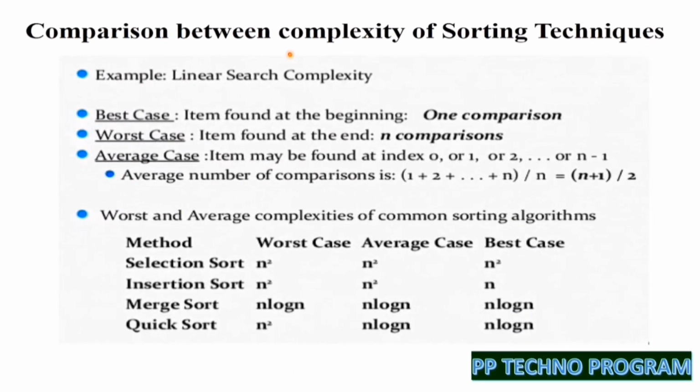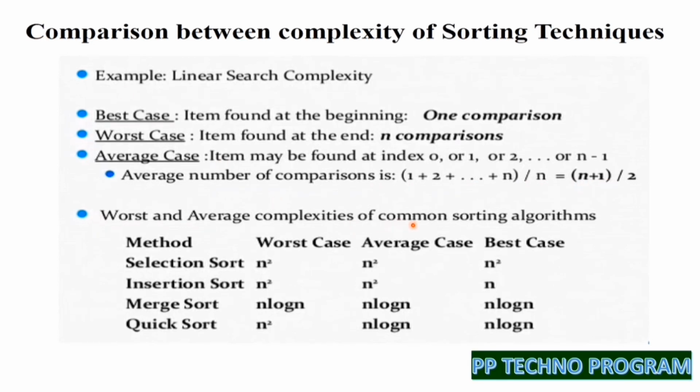Now here is a comparison between the complexity of the sorting techniques. Let's take the example of linear search complexity. I have already explained the best case, average case, worst case. Best case means the item is found at the beginning, so only one comparison is done. Worst case means the item is found at the end of the list, so n comparisons are done. Average case means the item may be found at index 1, 2, up to n minus 1, so the average number of comparisons is (n plus 1) divided by 2.